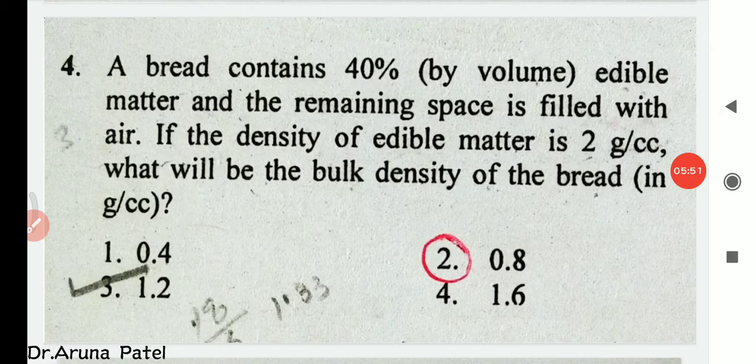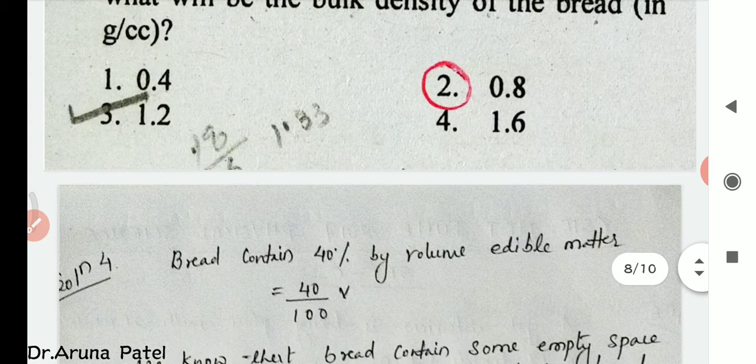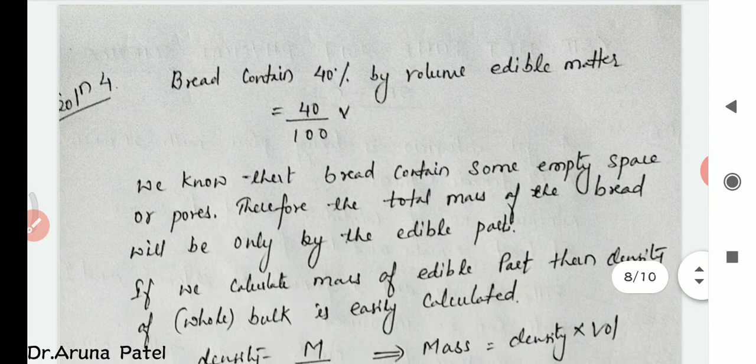Now the next question is, a bread contains 40% by volume edible matter and the remaining space is filled with air. If the density of edible matter is 2 gram per cc, what will be the bulk density of the bread in gram per cc? So here the four options are given and we have to use the basic concept.